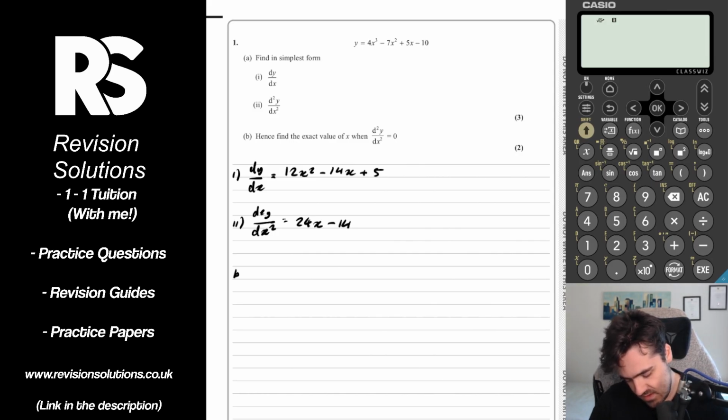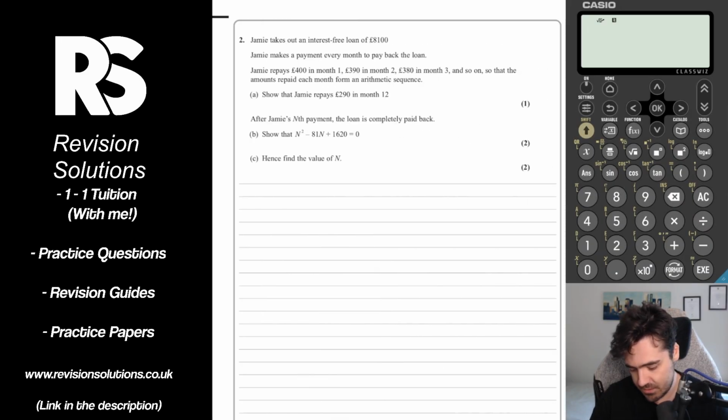Then for part B, it says, hence find the exact value of x when the second derivative is equal to 0. So we can just set the second derivative equal to 0: 24x minus 14 equals 0. That's going to give us x equals 14 over 24, which is the same as 7 over 12.